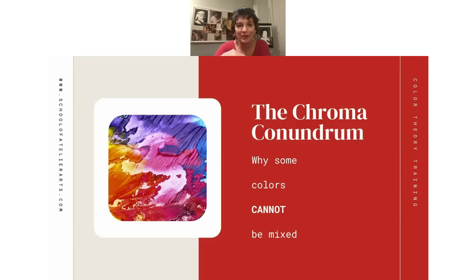And then finally, we're going to talk about what I call the chroma conundrum. Chroma is the intensity of the color. So you have red, and then you have stop sign red. We're going to talk about the chroma issues and why they can be so challenging and so hard to mix. And sneak peek, some of them can't be mixed. So we're going to talk about why that is and what we can do about it.